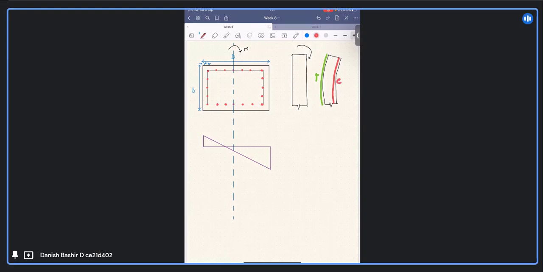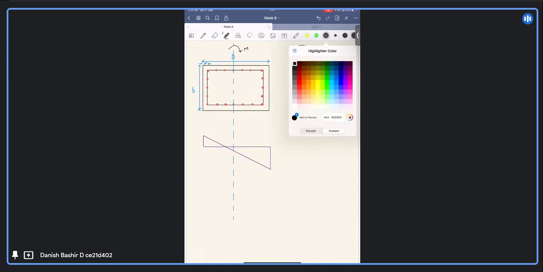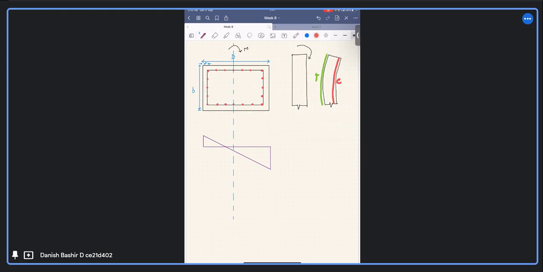So we now have to calculate not only the compressive capacity of the column, but also take the tension side into account. For example, when this moment is acting here like this, this part of the column will be under compression and this part will be under tension. If I take this compression side, this much amount of the column will be in compression, and this much amount will be in tension.